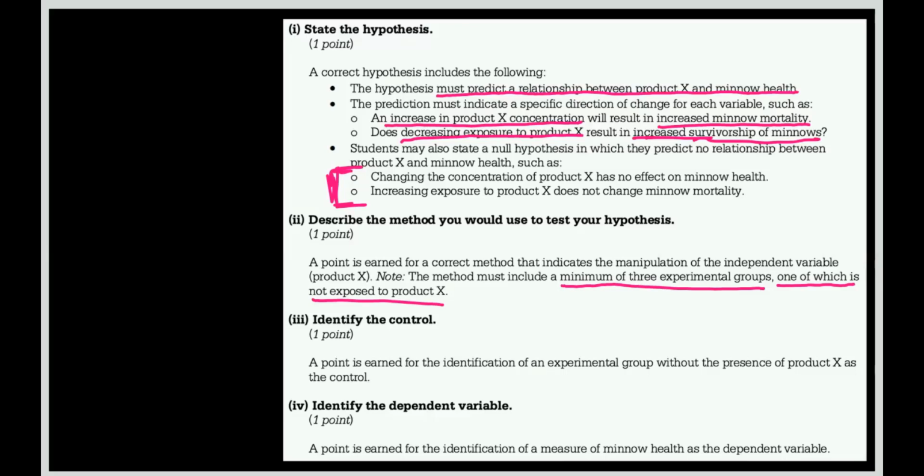Then the third part, you want to identify your control. So that's the one, what we said, without product X. And then you want to identify the dependent variable. And they say, like, measure of minnow health. So whether the minnow is alive or whether the minnows are dead, something like that is your dependent variable. Okay. So let's go to the next part.